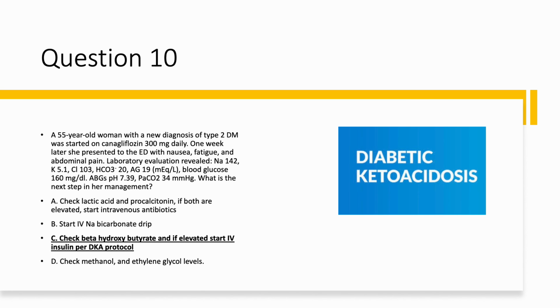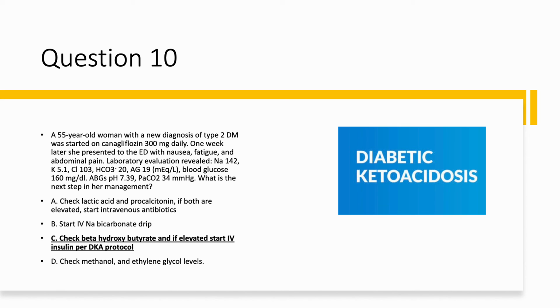So the correct answer here is C. Check beta-hydroxybutyrate, and if elevated, start intravenous insulin per DKA, diabetic ketoacidosis protocol. So here we have a patient with nausea, fatigue, and abdominal pain after starting an SGLT2 inhibitor, canagliflozin, and she presents with metabolic acidosis. We have high anion gap. This is the clue. The pH is normal. But the clue to the metabolic acidosis is the low bicarbonate and the high anion gap. By the way, this case is real, so these numbers are what actually happened in this case.